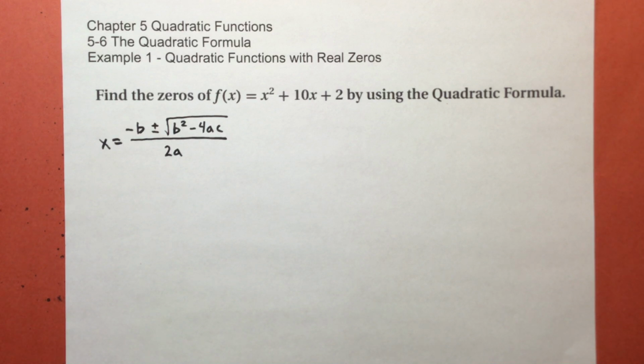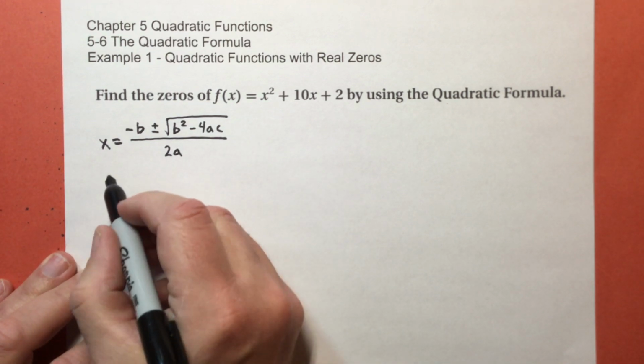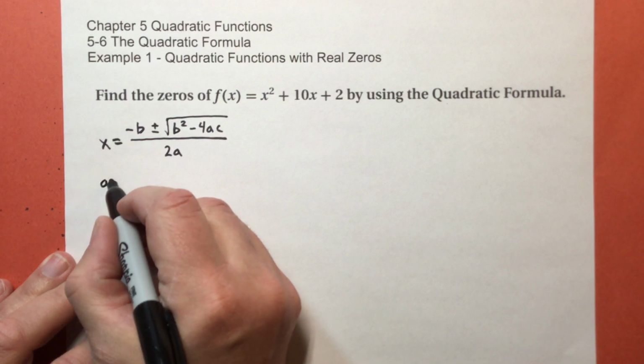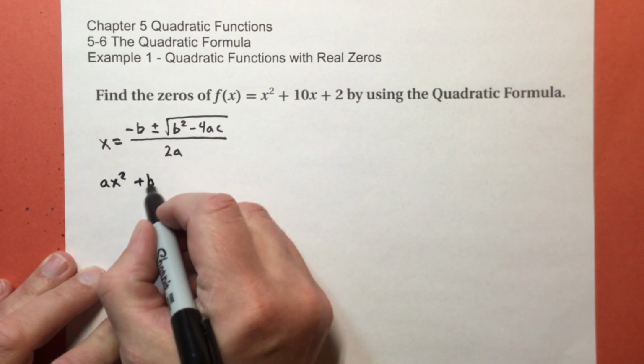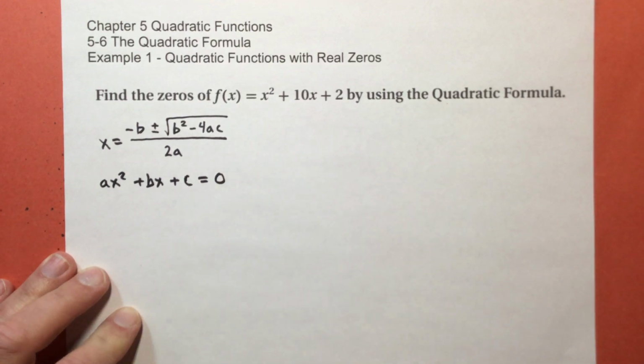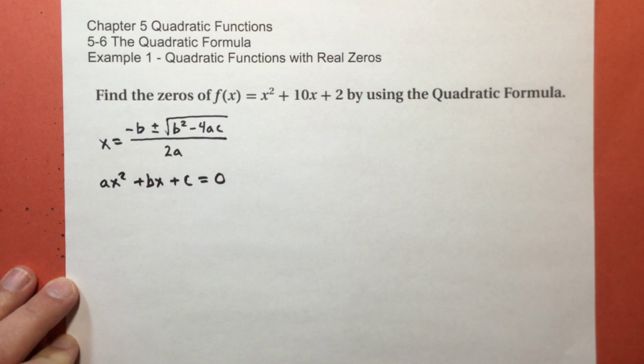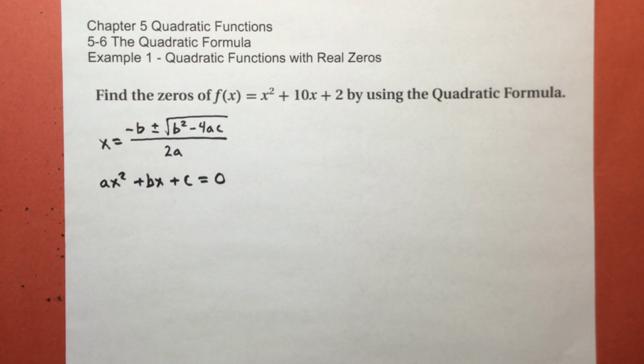Now, where did the a, the b, and the c come from? Well, if you remember from the previous video, it comes from standard form. And actually, I should have written that first. Standard form is ax squared plus bx plus c equals 0. So I need to first recognize my quadratic function or quadratic equation as being in standard form. If it's not, I need to put it in standard form. And then I just figure out what my a, my b, and my c are.